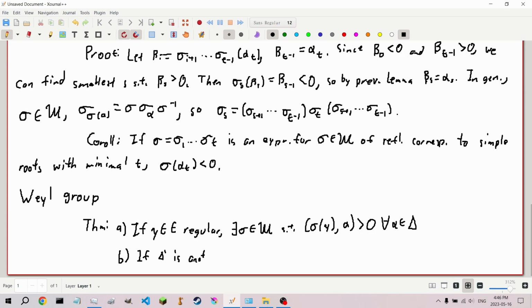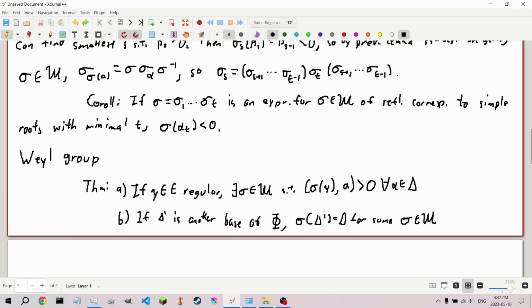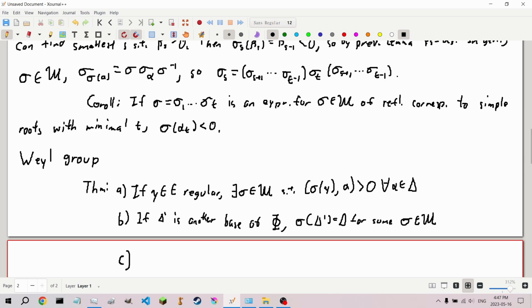(B) If Δ' is another base of Φ, then σ(Δ') = Δ for some σ in the Weyl group. (C) For all roots α, there exists a symmetry σ in the Weyl group such that σ(α) is in our base.